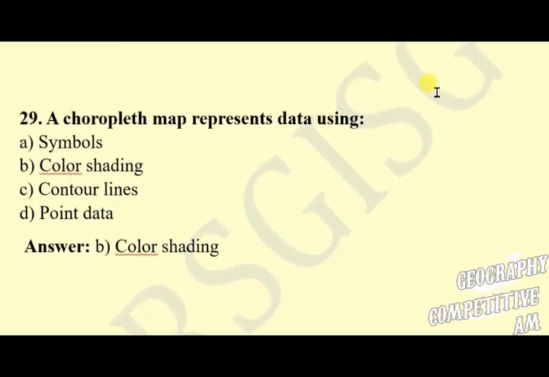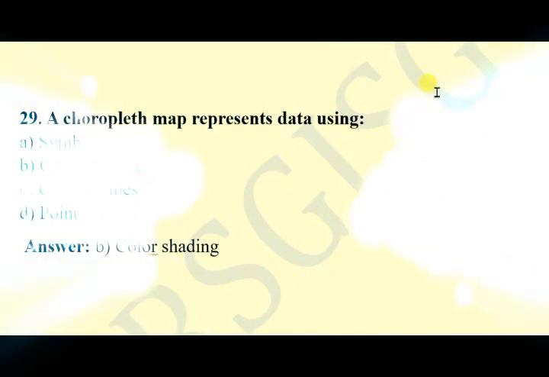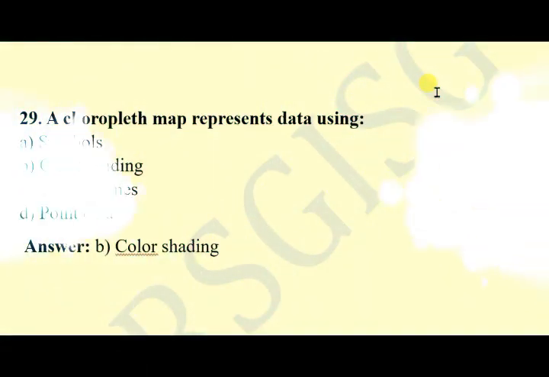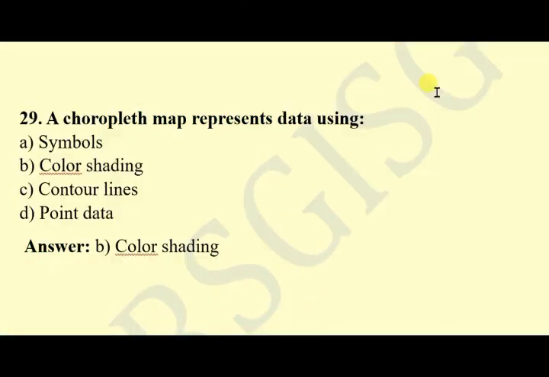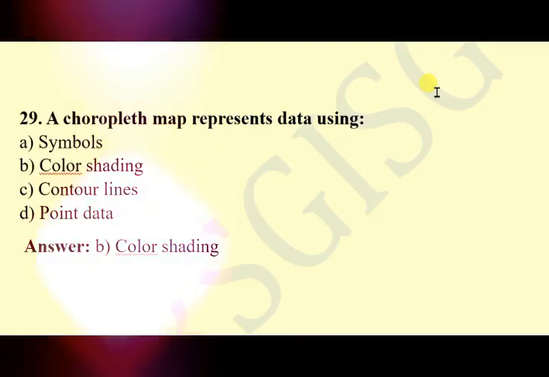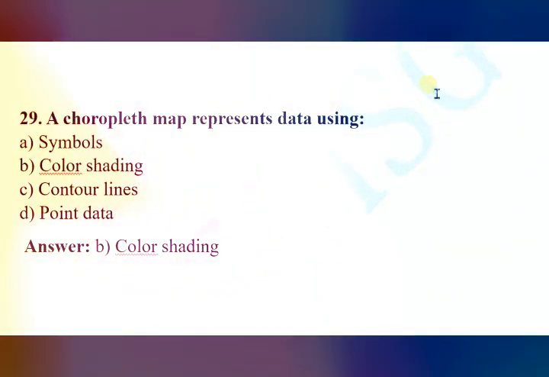Question number 29. A choropleth map represents data using symbols, color shading, contour lines, point data. Here the right answer will be color shading. Contour lines would be an isopleth map, but here it is choropleth.